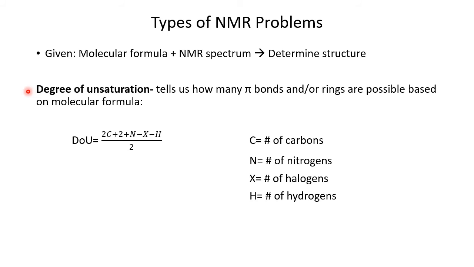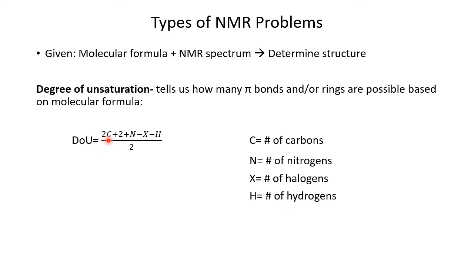However, to get us started on these types of problems, we're going to be practicing calculating the degree of unsaturation. Now, a degree of unsaturation tells us how many pi bonds and or rings are possible in a molecule based on its molecular formula. Now, the degree of unsaturation calculation involves taking the molecular formula and plugging in the numbers into this equation.